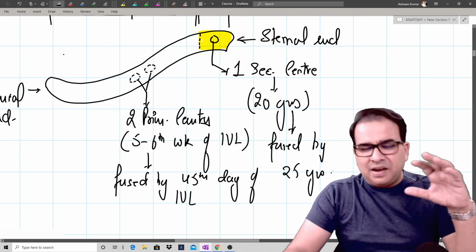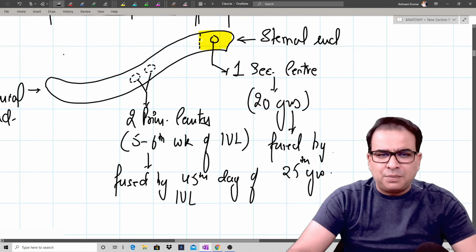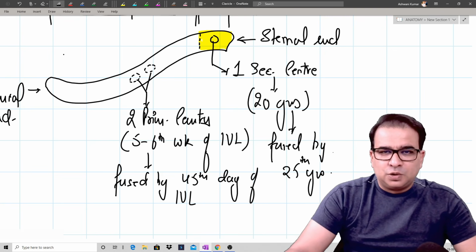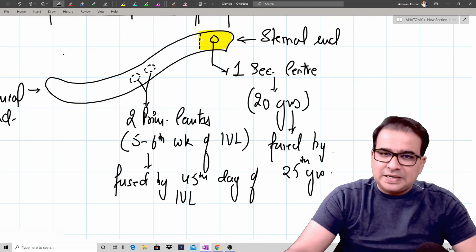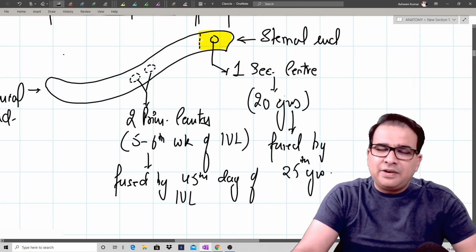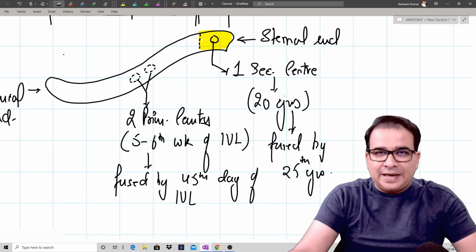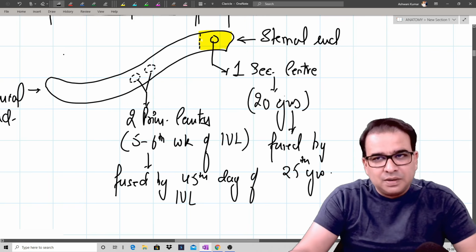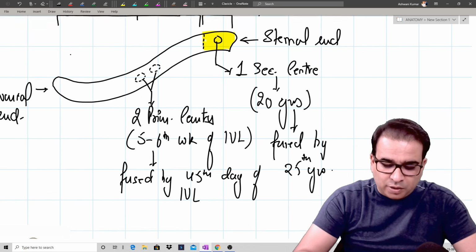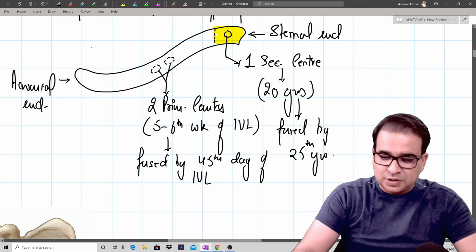These numbers might vary a little bit between different authors. I'm quoting these numbers from the standard text I follow. So the medial end, the sternal end, has one secondary center that appears by the age of 20 and is fused by the 25th year. We need to know about the secondary and primary centers of ossification because when you're looking at a radiograph, you should be able to identify the age of that person by looking at the bones. That makes the secondary centers very important from the forensic point of view as well.